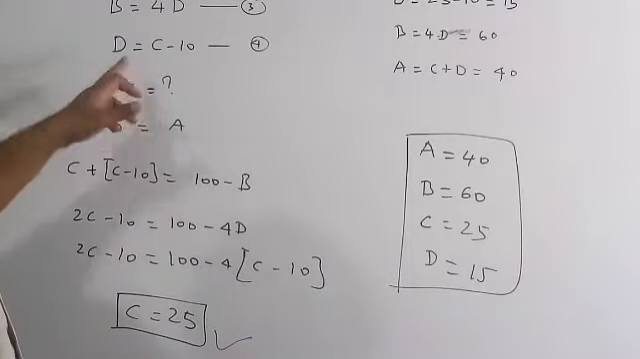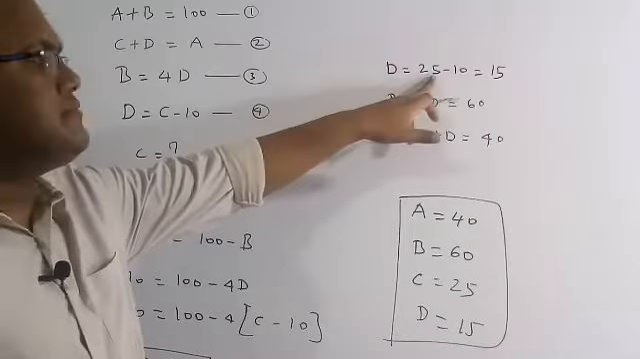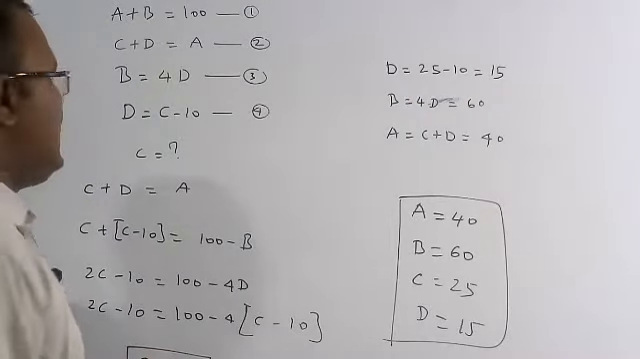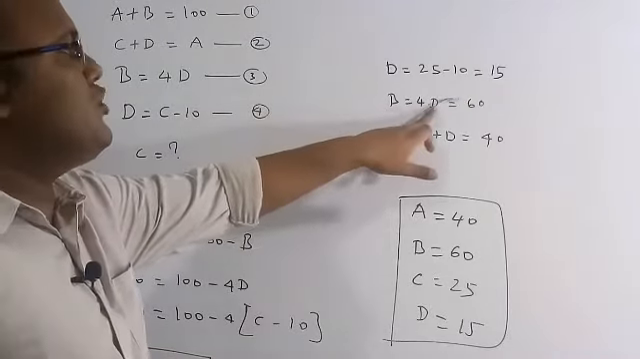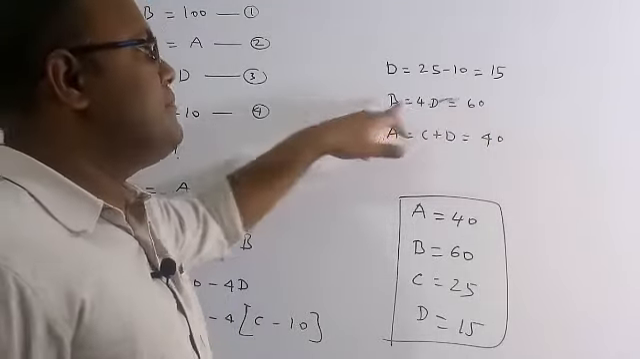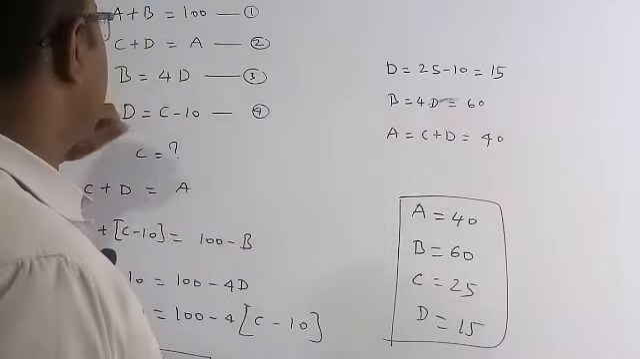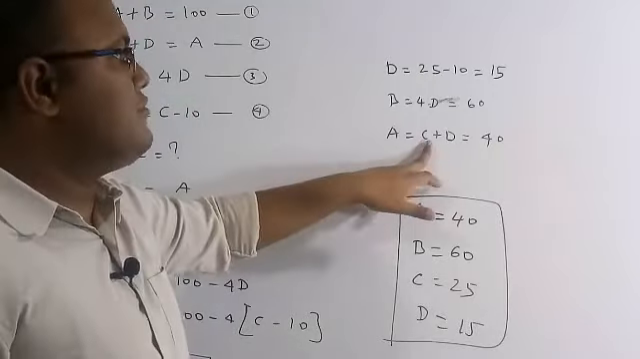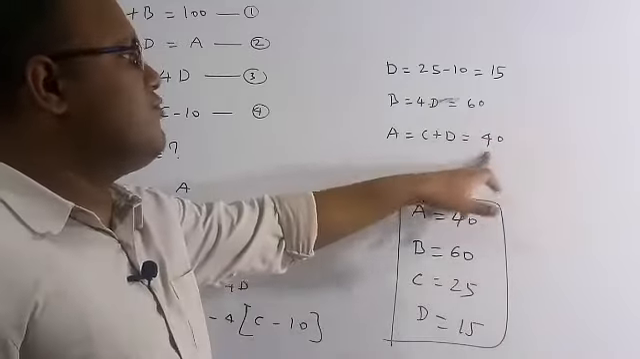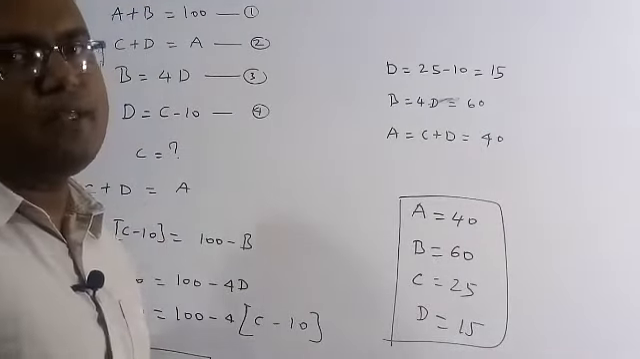See here, D is equal to C minus 10. C is nothing but 25, and 25 minus 10 is equal to 15. So 15 marks are scored by the person D. And similarly B is equal to 4 into D. So 4 into 15 is nothing but 60. So therefore 60 marks are scored by the person B. And similarly A is equal to C plus D. We know the value of C is 25 and D is 15. 25 plus 15 is nothing but 40. So therefore 40 is the marks scored by the person A.